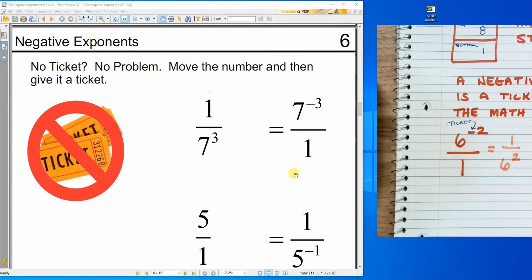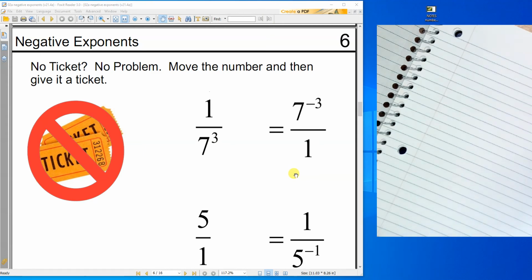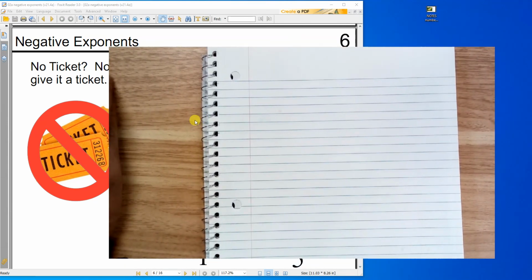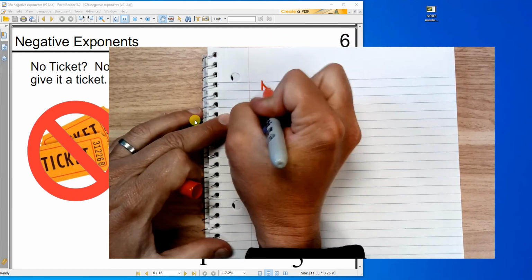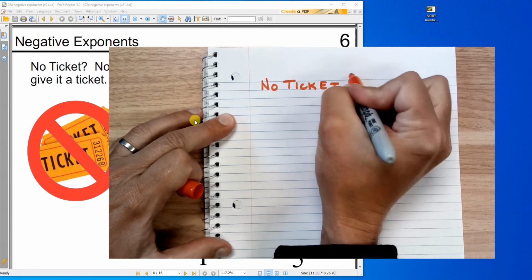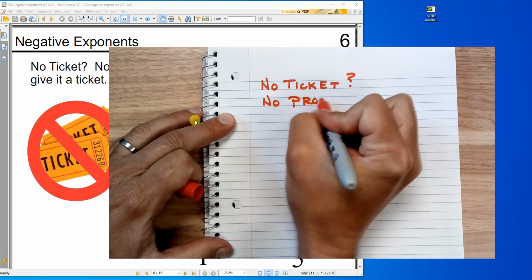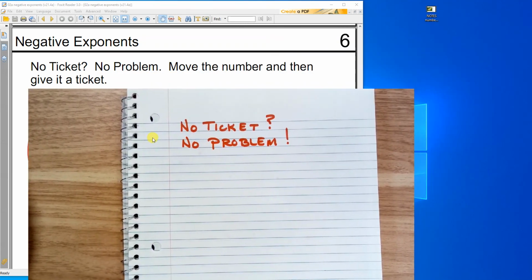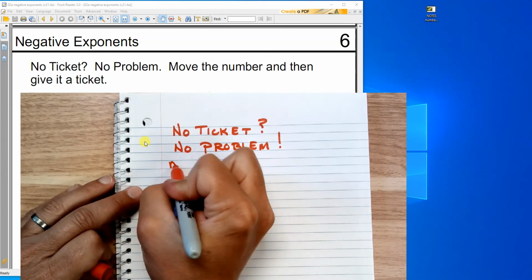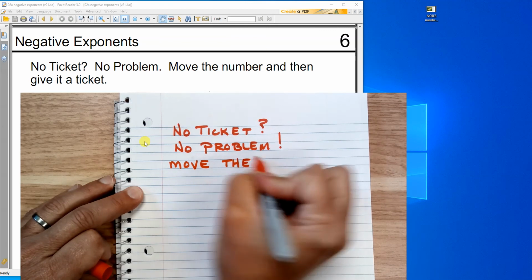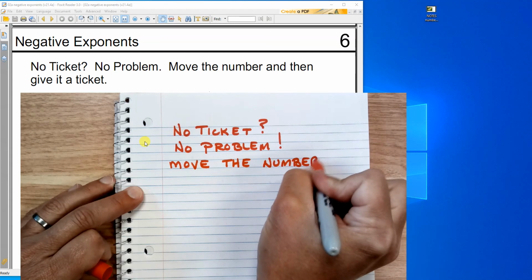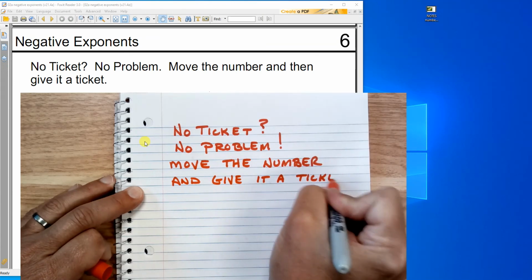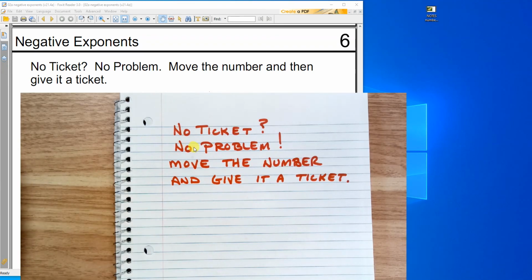No ticket, no problem. Move the number and then give it a ticket.